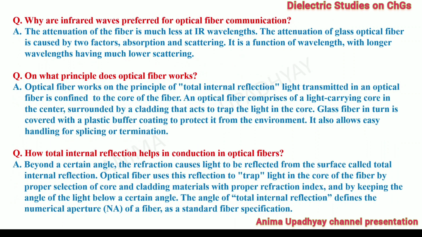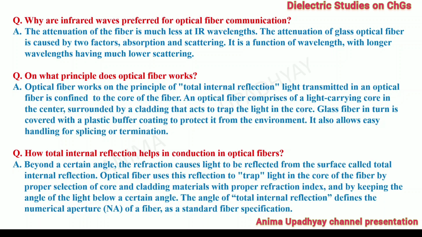Why are infrared waves preferred for optical fiber communication? The attenuation of the fiber is much less at IR wavelengths, that is infrared wavelengths. The attenuation of glass optical fiber is caused by 2 factors, absorption and scattering. It is a function of wavelength, with longer wavelengths having much lower scattering.